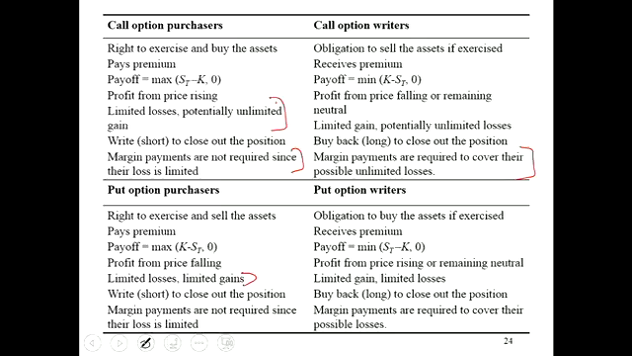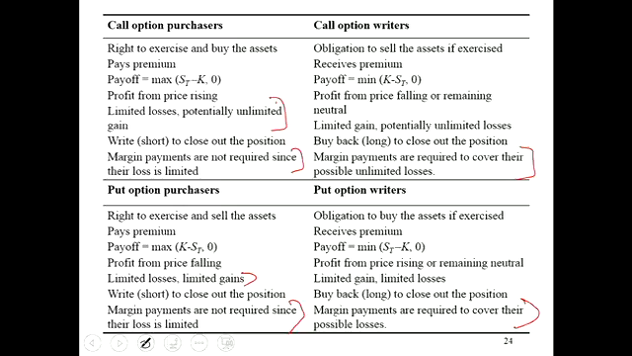And so for a put, you have limited losses. That's your option price. But you also have limited gains, and your gain is limited to the case that the asset becomes worthless. That's your maximum gain. Again, in terms of the margin, there is no margin requirement if you buy the option, but there are margin requirements if you are the writer.